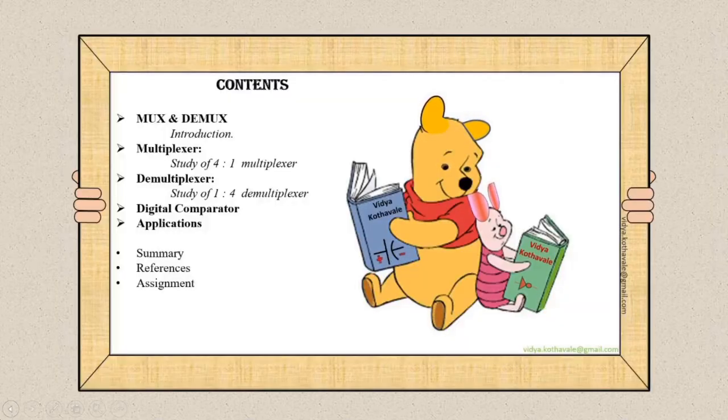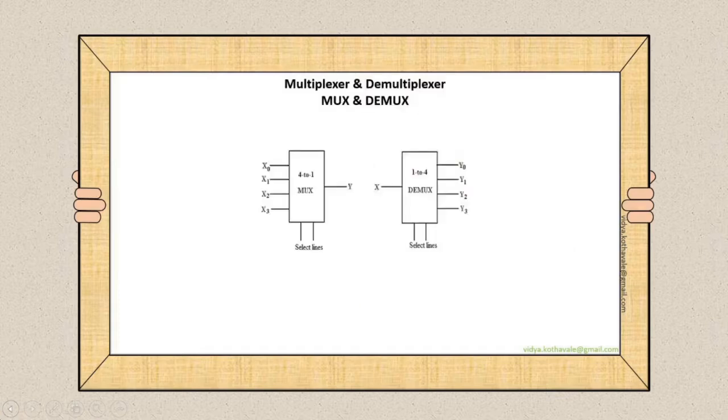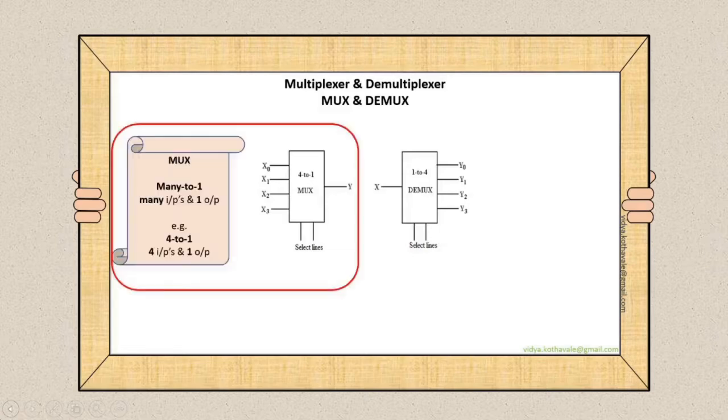The contents we are going to look at are multiplexer and demultiplexer, its types, study of 4:1 multiplexer and 1:4 demultiplexer, digital comparator, and applications of multiplexer and demultiplexer. Multiplexer and demultiplexer, in short, are also termed as mux and demux.